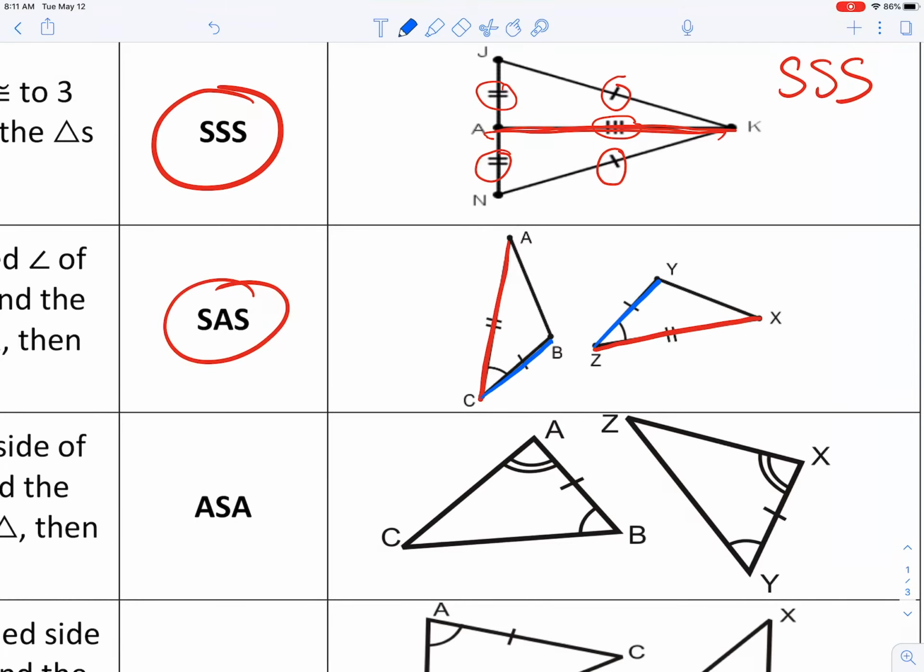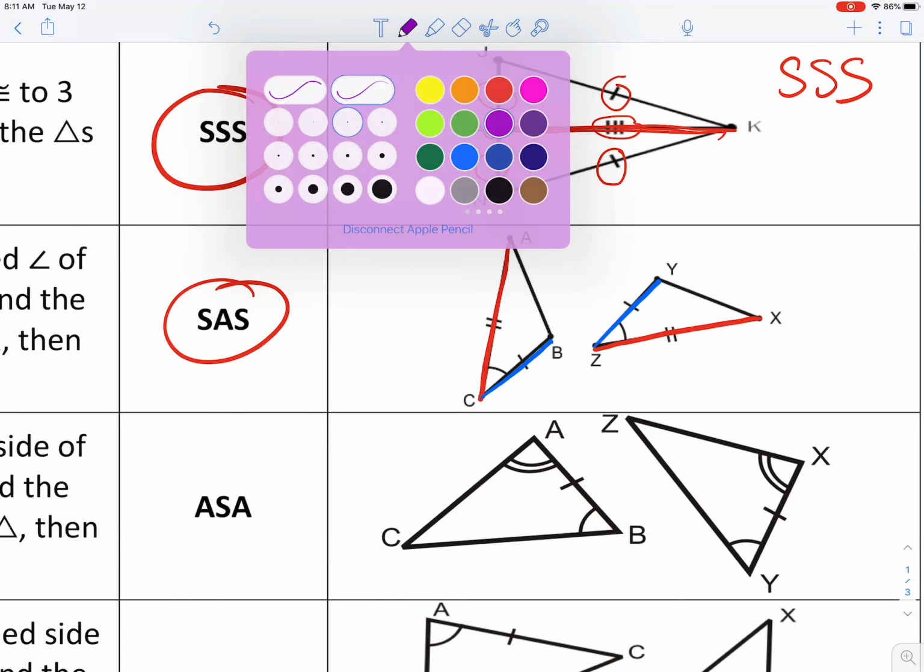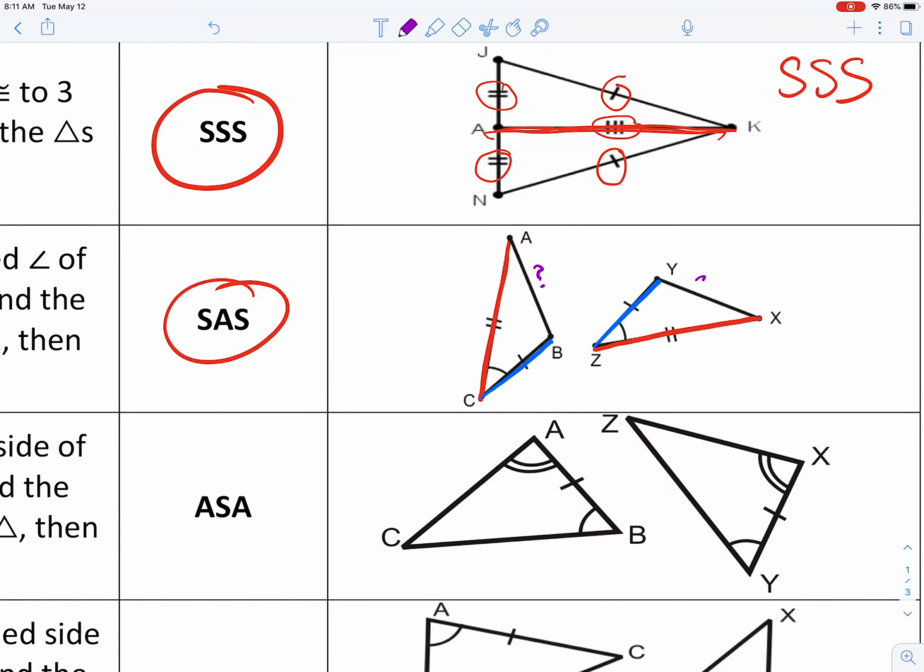This side and this side only have one tick mark, so those two are the same. It doesn't say anything about this third side, so we can't say side, side, side. Side, side, side doesn't work because we don't know that third side. We can't just guess. However, it does show me that this angle and this angle are the same. So if I look directly at this, I have a side, then an angle, and then a side, S-A-S. That's why it works by S-A-S, side, angle, side.